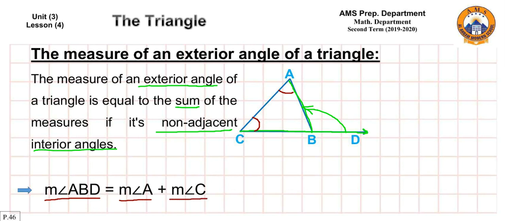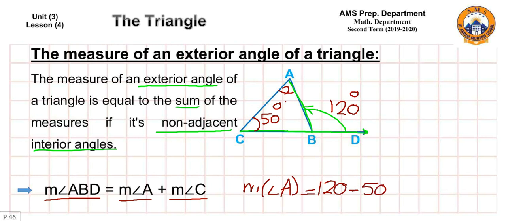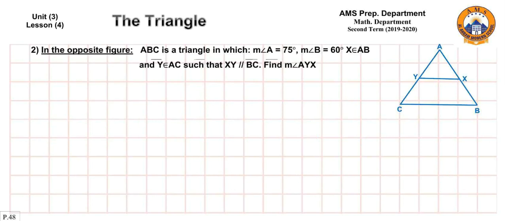Suppose that this angle is 120 degrees and the measure of angle C is 50 degrees. How can I find the measure of angle A? Yes, we can say that the measure of angle A equals 120 minus 50, and this will be 70 degrees. Okay, now please open your booklet page 48 to apply what we had in our theorem.